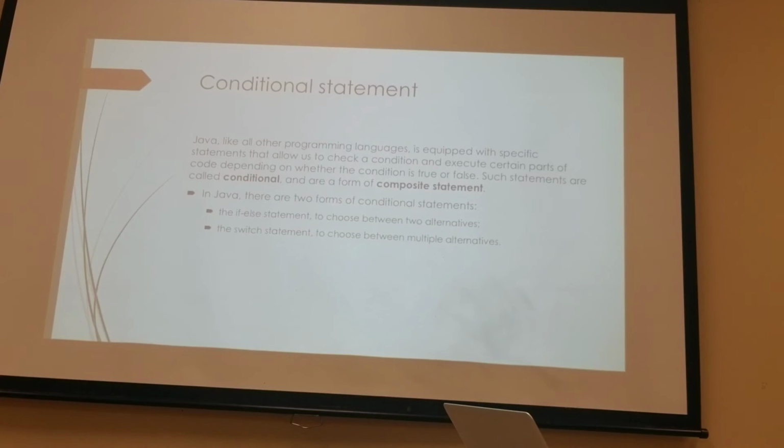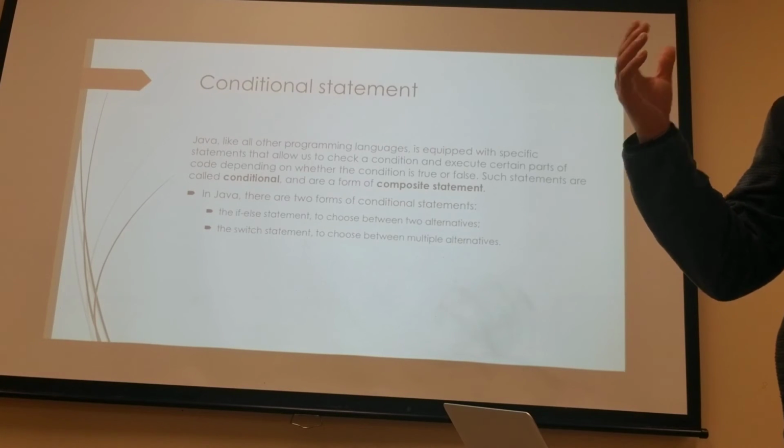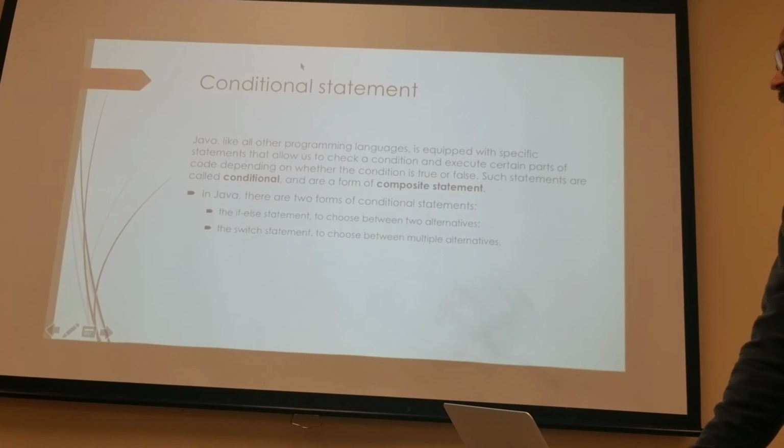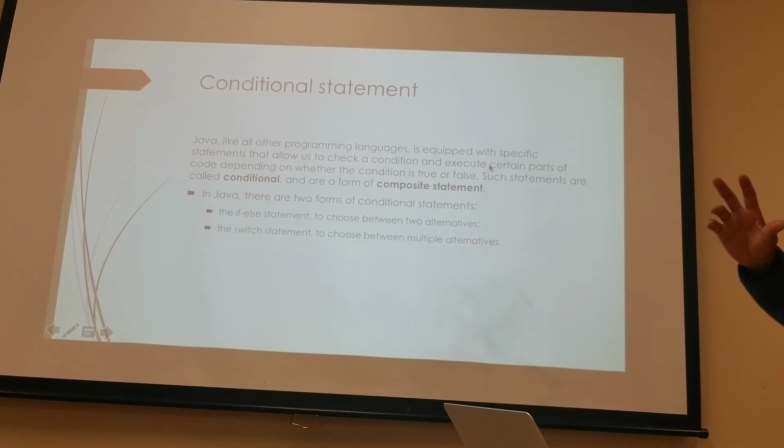I mean, how can you write a very interesting program that goes line by line? And then what if you have to make some decisions? Where do you make decisions? How do you make decisions? So for decisions' sake, we have something called conditional statements. So there are specific statements that allow us to check a condition and execute a certain part of the code depending on whether the condition is true or false.